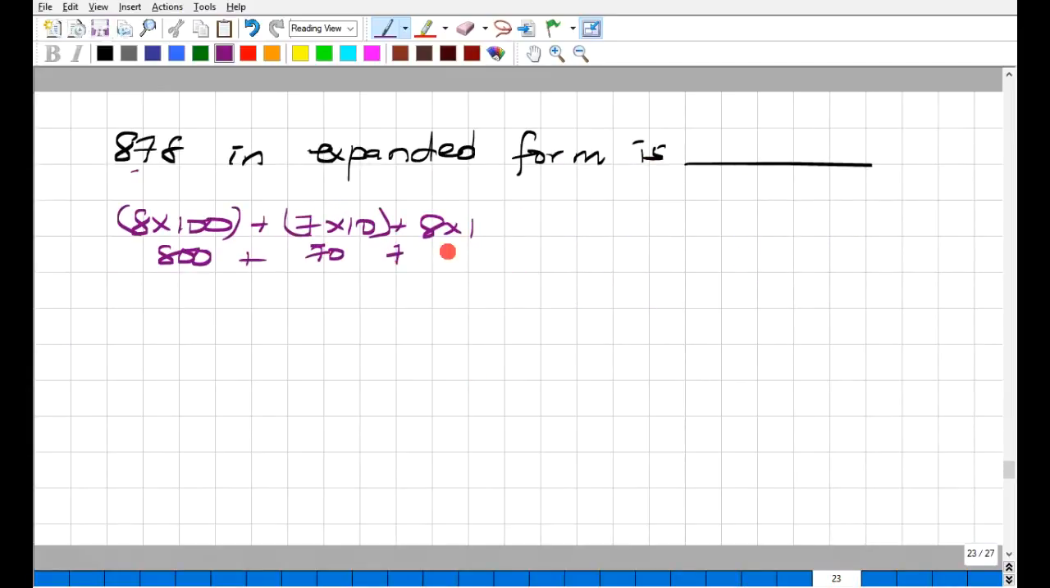And finally, 8 times 1 will give us the 8. We add all of that together, we get back the 878. Again, this is just expanded notation, and we have to know our place value.